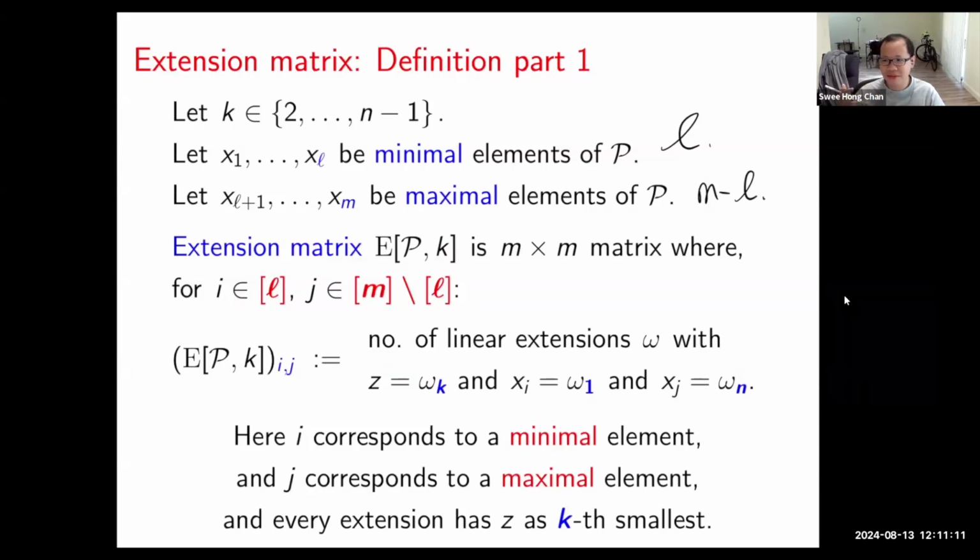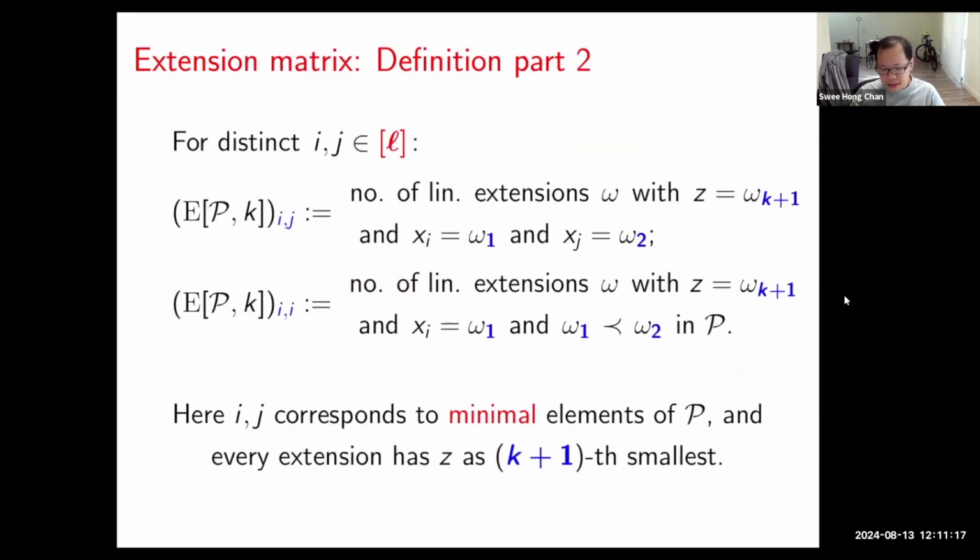Before we go for the definition, it will involve 3 parts, unfortunately. Next, let i and j both correspond to minimal elements. For E^{P,k}_{ij}, when i and j are different, this is the number of extensions where the first smallest element is omega 1, xi corresponds to the smallest element, and xj corresponds to the second smallest. And now you see that the value for z increases by 1, it becomes k plus 1. This is so that in the end we can get log concavity, so that we get something that corresponds to k plus 1, k, and k minus 1.